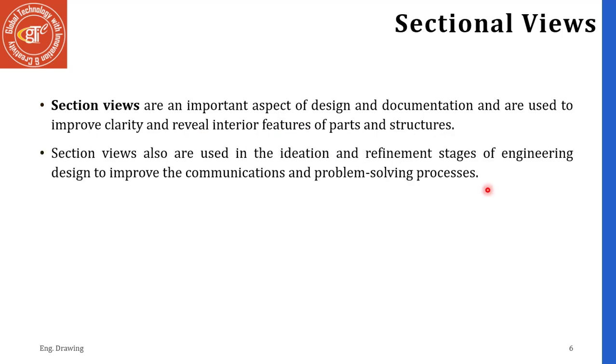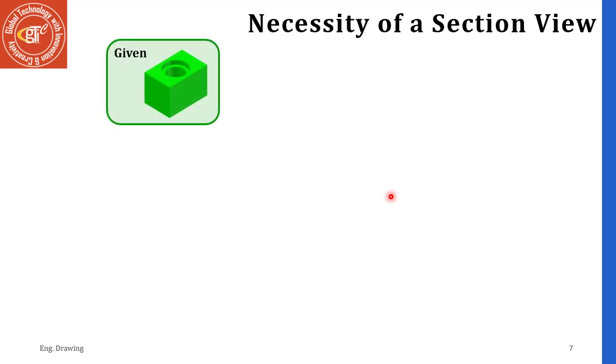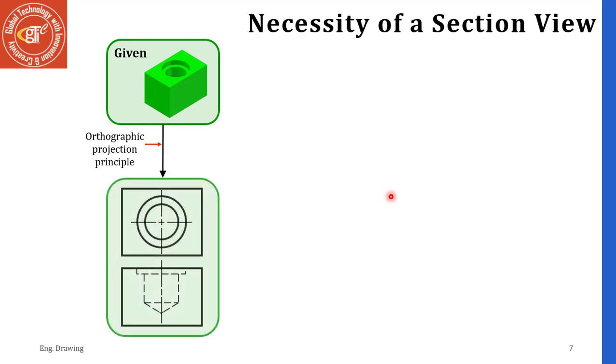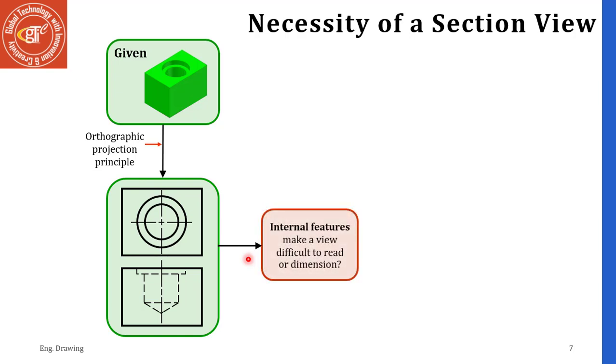To improve the communication and problem solving process, sectional views are used in the ideation and refinement stages of engineering design. Let's say we have this part, and according to the orthographic projection principle, we draw its multi-view drawing. This is the front view and this one is the top view. After completing the multi-view drawing, you have to ask a question related to the internal features: is it difficult to read or dimension the multi-view drawing?